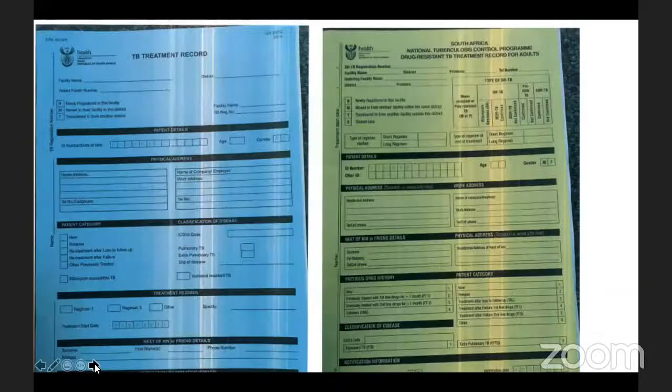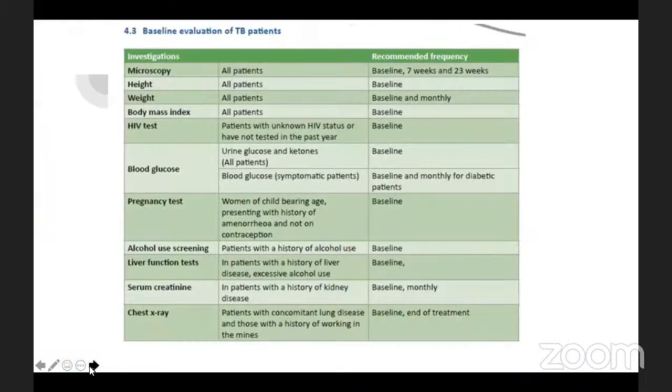In addition, to prevent double counting for statistical purposes, the patient can also be classified as moving in, by the receiving facility, or moving out, by the referring facility. So these are examples of the TB treatment records with all the information I've spoken about, for drug sensitive and resistant.